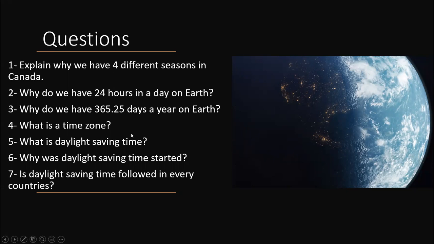And here are our questions. There you go. Explain why we have 4 different seasons in Canada. It's going to be simple if you watch the video, simple to explain. Why do we have 24 hours in a day on Earth? Another easy question if you watch the videos. Why do we have 365.25 days a year on Earth? Another easy one to explain. What is a time zone? From the video, easy to explain.